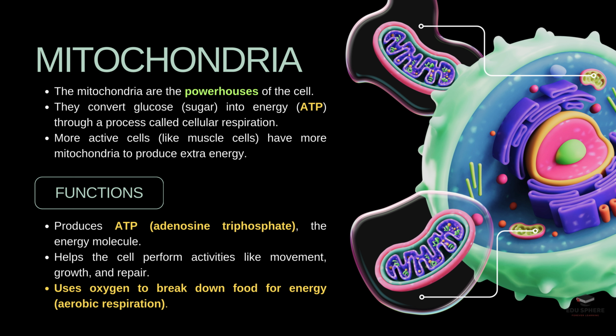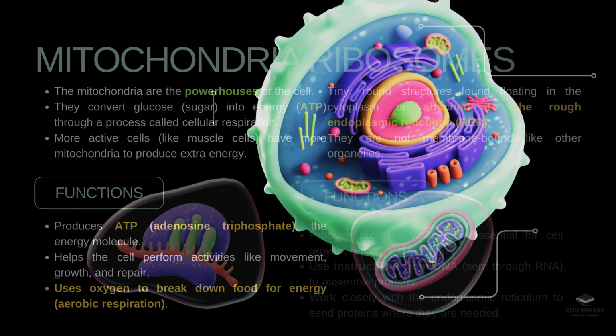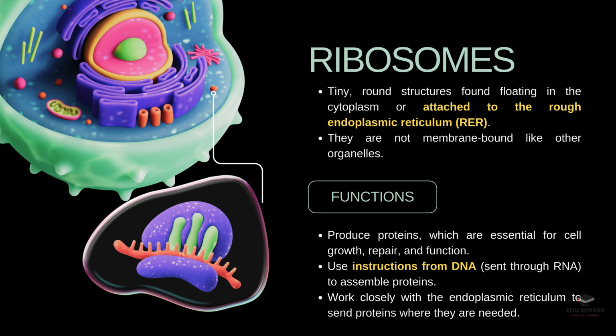Cells that require substantial amounts of energy, such as muscle cells, contain a higher number of mitochondria to meet their energy demands. The mitochondria produce this energy through a process called aerobic respiration, which involves breaking down food molecules with the help of oxygen. Now, let's explore the ribosomes, which are known as the protein factories of the cell.